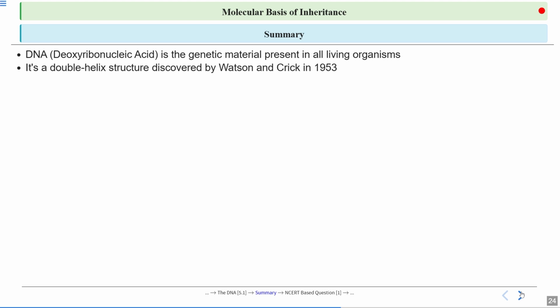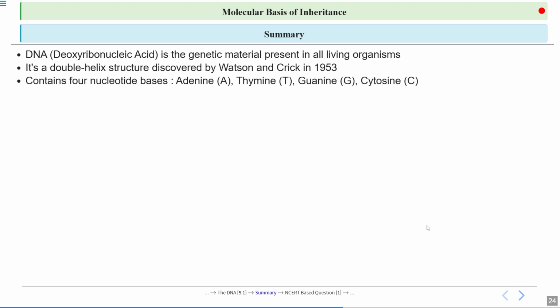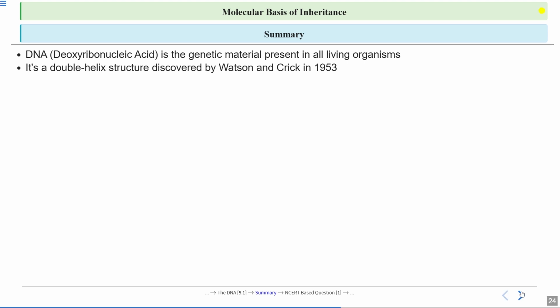Adenine binds with thymine and guanine binds with cytosine with the help of 2 and 3 hydrogen bonds respectively. The base pairs stack on top of each other to make it more stable. This is the double helix structure described and discovered by Watson and Crick in 1953. Then we have 4 nitrogenous bases: adenine, thymine, guanine, and cytosine. It is a double helix.